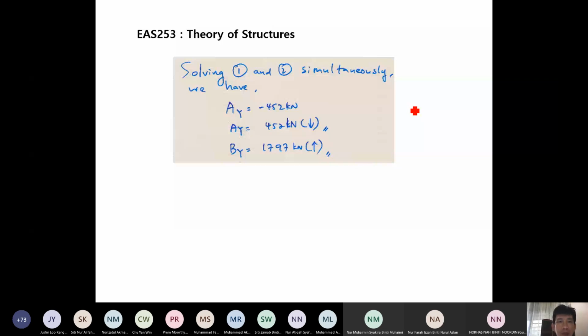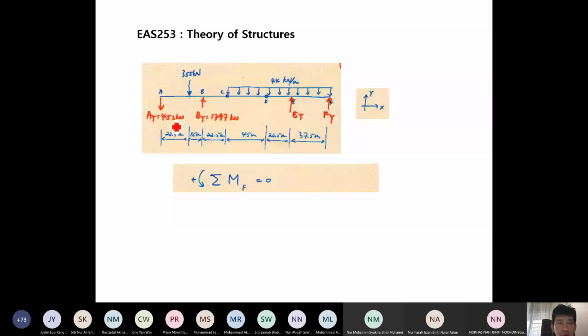So now we have already decided AY is 452. Take note that it is already indicated here with the correct directions. Initially we put it going up, but we found that it is negative, so it is indicated there as the correct direction going downwards, BY going up. So there are 2 remaining, EY and FY. Take a similar process: take moment at F, and we find EY. But here we take the moment equilibrium equation of the whole beam.